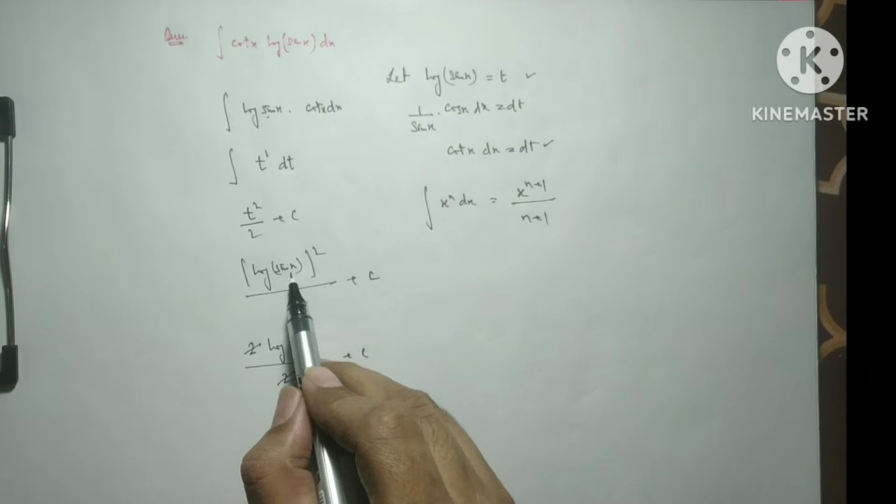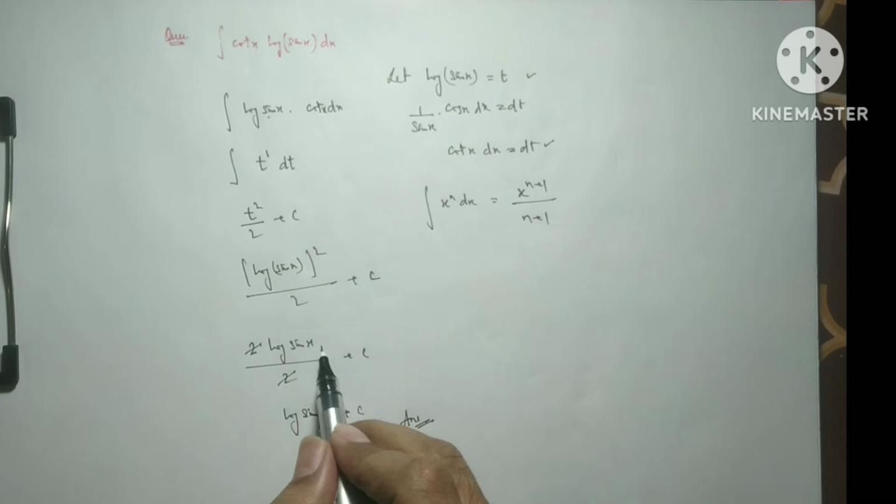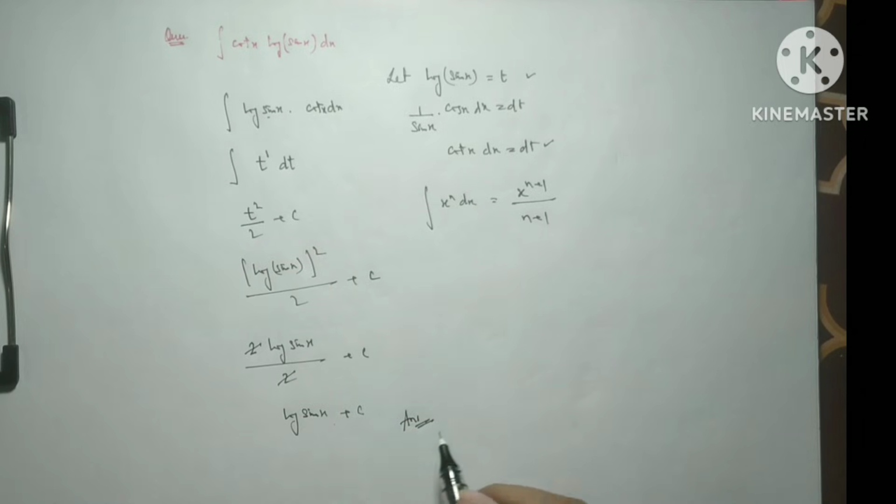So it is a log expression, so the power comes in multiplication twice of log sin x, and it is 2. On cancelling this 2 we get log sin x plus c. So this is the answer.